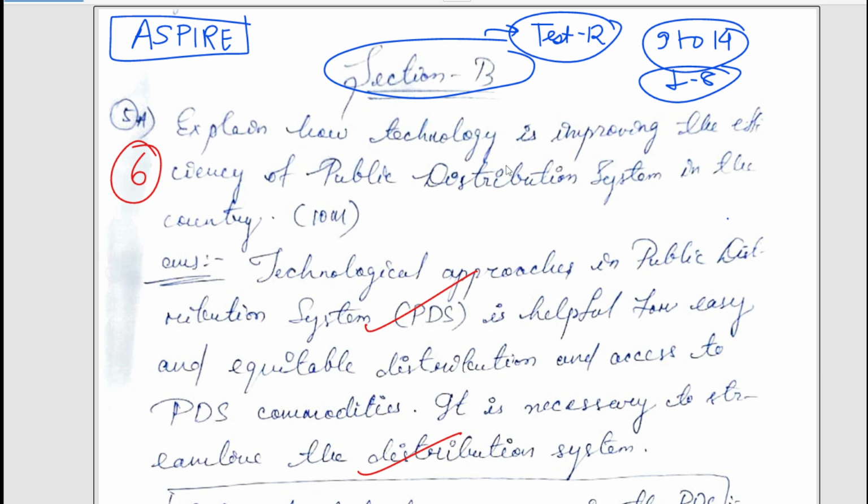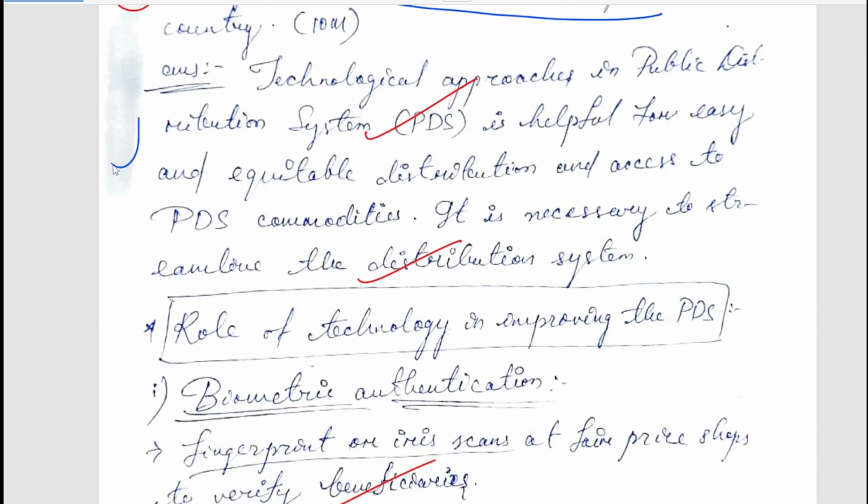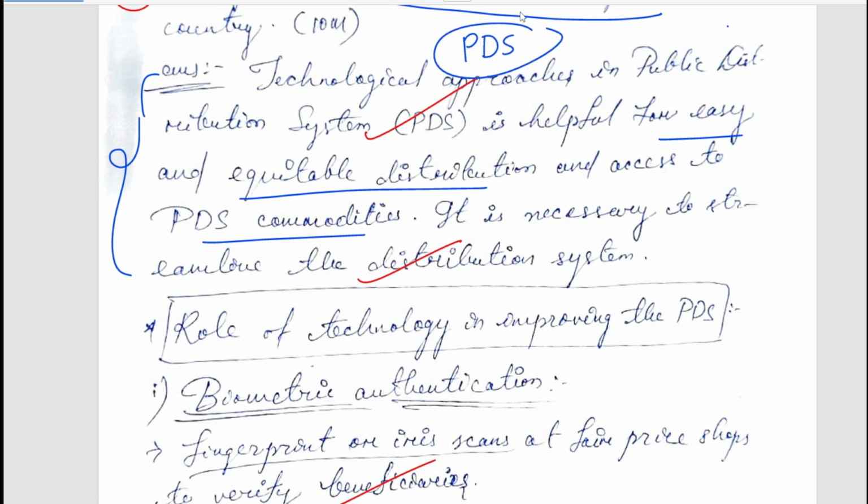explain how technology is improving the efficiency of public distribution system in the country. So basically in the introduction part, the student has written about technology in PDS, that obviously it will be helpful for easy and equitable distribution and access to PDS commodities. What I would prefer, I would not have written too much on technology here, because that I will be writing in the body. So in the introduction part, I would just write about what PDS is, and you can also add some problems which are present in PDS, some challenges which you will address in the body part, how technology can solve those problems. So this could be one approach.